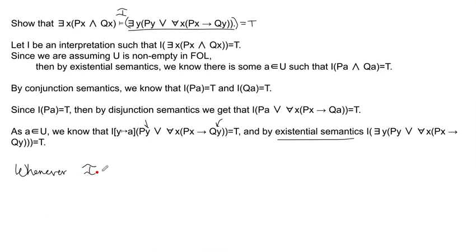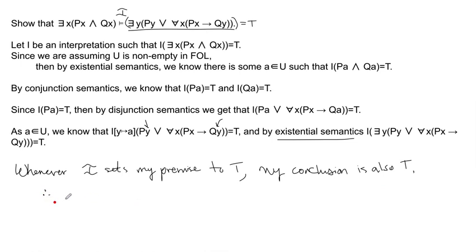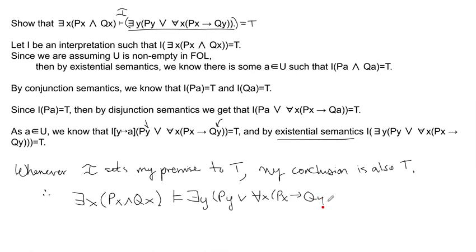Whenever I sets my premises, or in this case there's just one, to true, my conclusion is also true. Therefore, we have exists x, P(x) and Q(x), logically implies exists y, P(y), or for all x, if P(x) then Q(y). Because remember, this here is the definition of this.